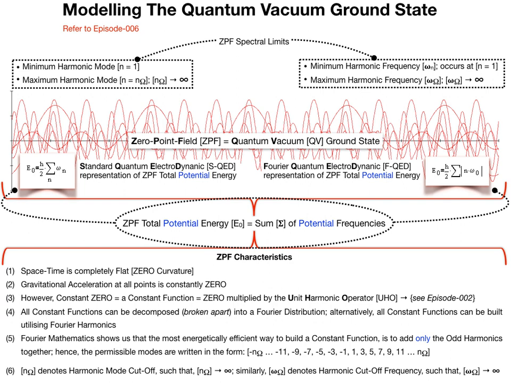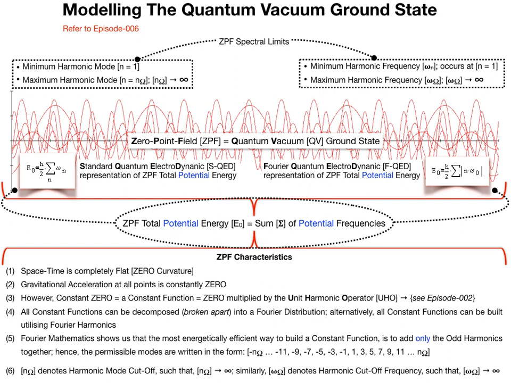However, in this situation, the amplitude spectrum denotes the probability of photons emerging randomly from the zero-point field. We'll discuss this in greater detail on the preceding slide, but for now, we can simply model the zero-point field by multiplying the unit harmonic operator by 0. Please refer to episode 2 for more information.